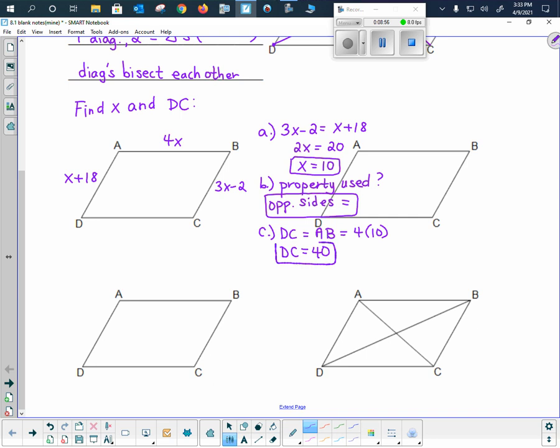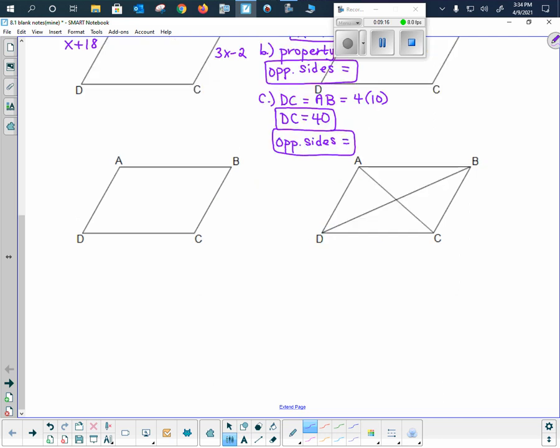And again, we asked you to keep in the habit of always telling me why. So what property did you just use? Your property was opposite sides are equal. Okay, so there's the property you used. All right, perfect. That second picture on the right, like I said, we're just not going to use it.